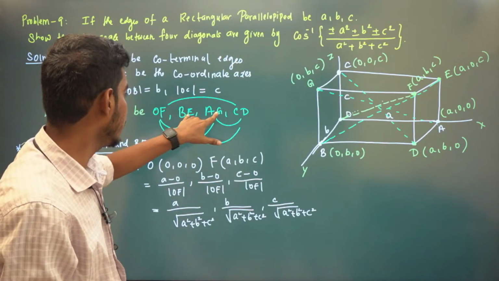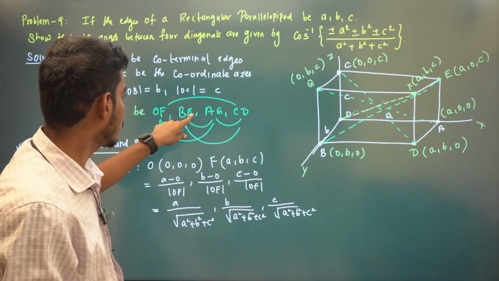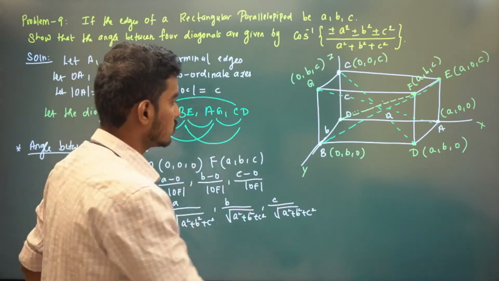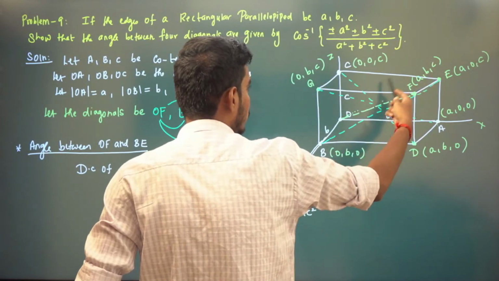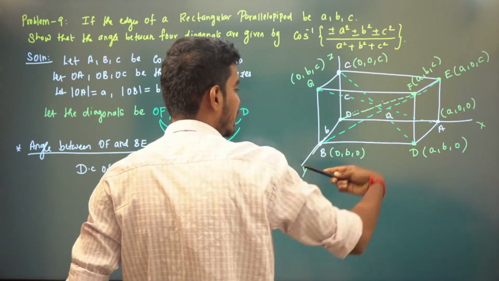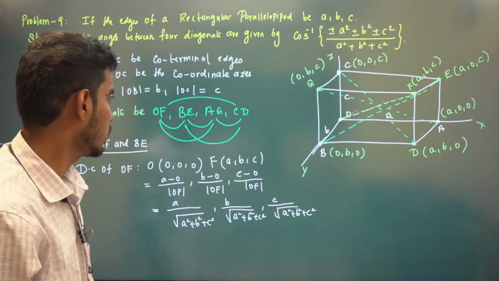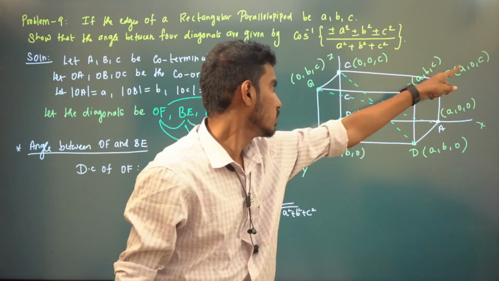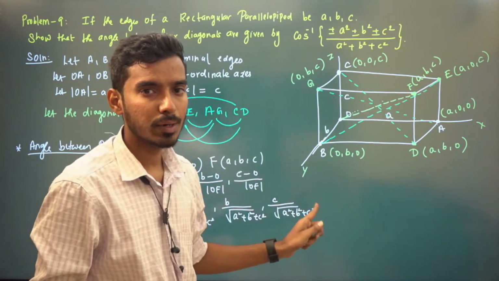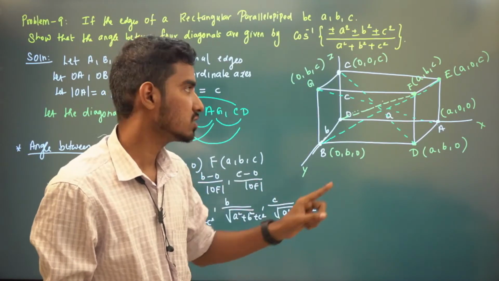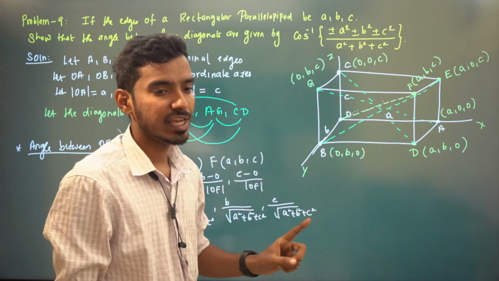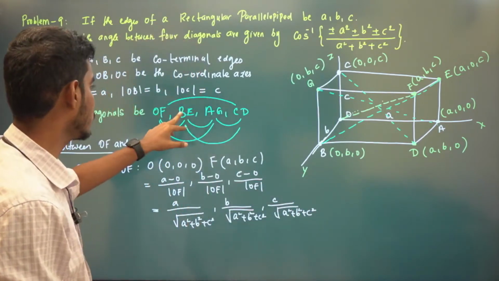And find BE and AG. Find the direction cosine of BE. Now what is the direction cosine of BE? B is this, E is this. So it will be A, minus B and C, right? Because A minus 0, 0 minus B. So it will be A by root of A square plus B square plus C square, minus B divided by root of A square plus B square plus C square, C divided by root of A square plus B square plus C square is the direction cosine of BE.